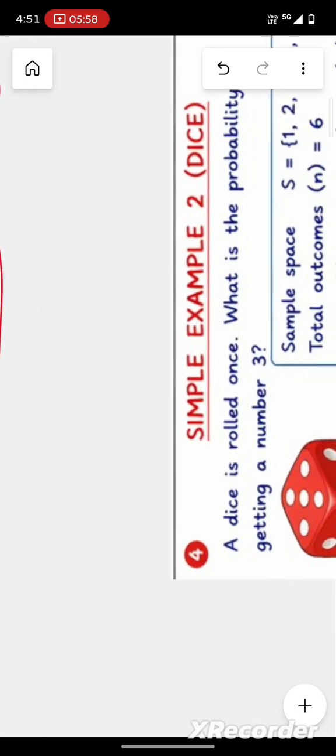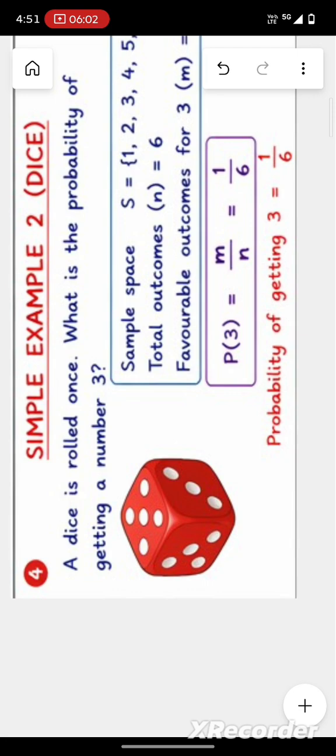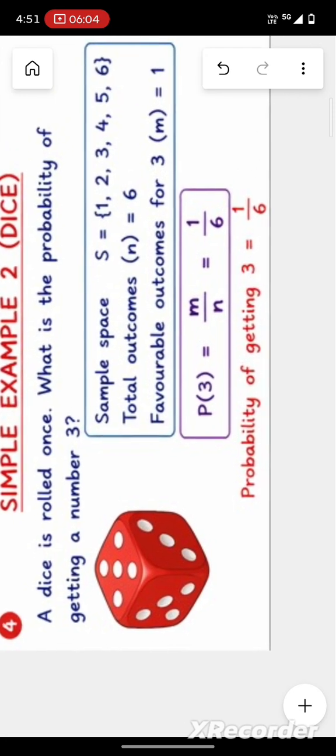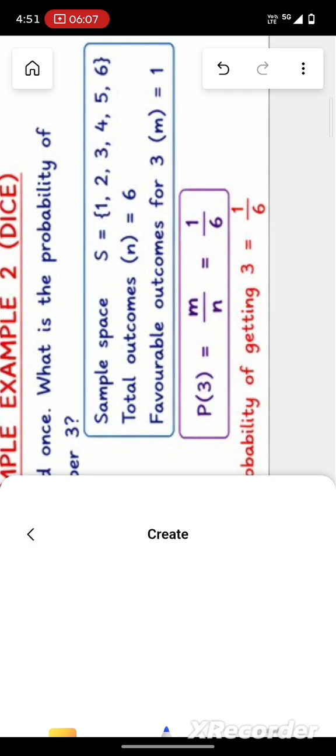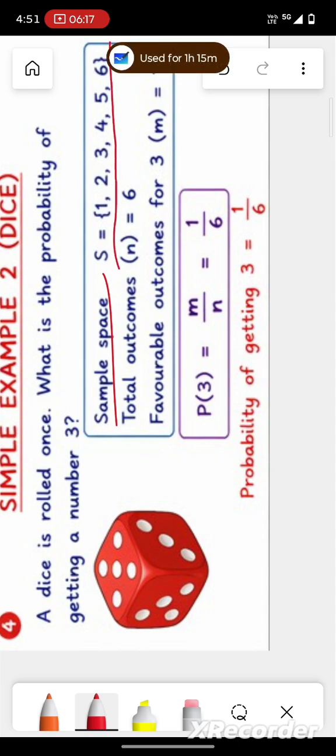Let us see the next example. A dice is rolled once. What is the probability of getting number 3? First find the sample space. Sample space means the total number of outcomes when a dice is rolled. When one dice is rolled, the total outcomes are whether we will get 1 or 2 or 3 or 4 or 5 or 6. So N is equal to 6.